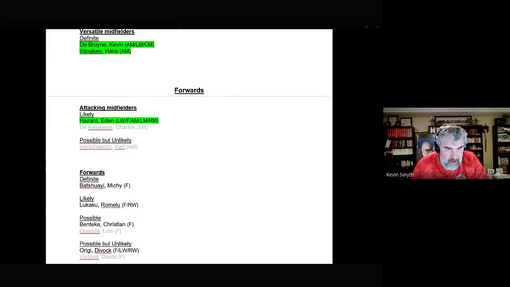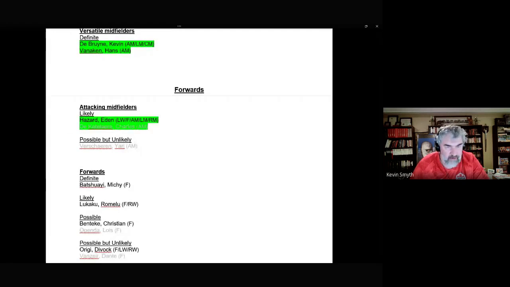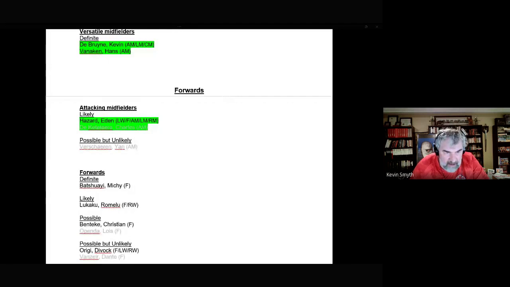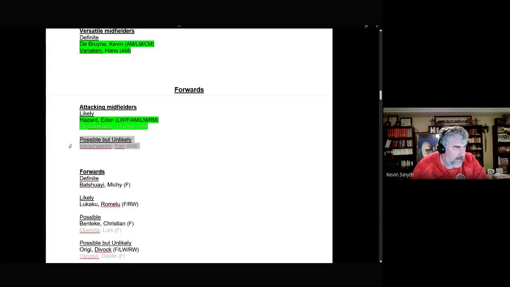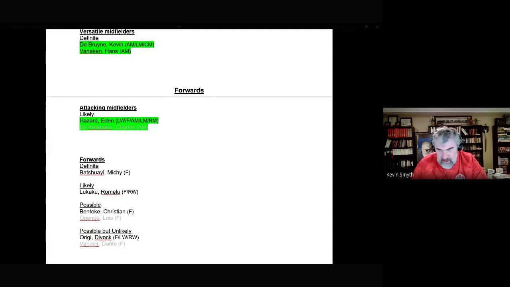But Charles de Ketelaere was also selected. He was a likely candidate. But Yari Verscheren was not selected. He was selected for the preliminary squad, but not the final squad. And I think that preliminary squad was huge. It was 55 players, pretty much the maximum they could make it. I think 60 was the maximum.